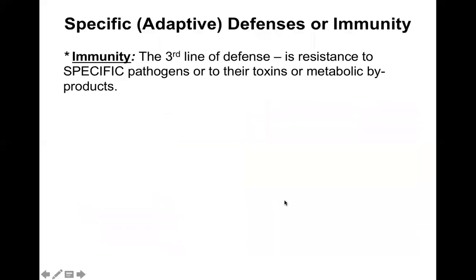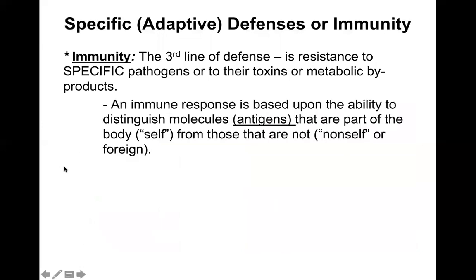All right, so specific or adaptive defenses or immunity. This, again, like I said, is our third line of defense. And we are going to specifically respond to the pathogen infecting us. It's not just trying to keep out germs in general. It's exactly what is infecting us. We're going to have our immune cells bump up against these pathogens and feel their little protein antigens, which is how our immune cells recognize these foreign pathogens, and figure out how to respond appropriately to that pathogen.